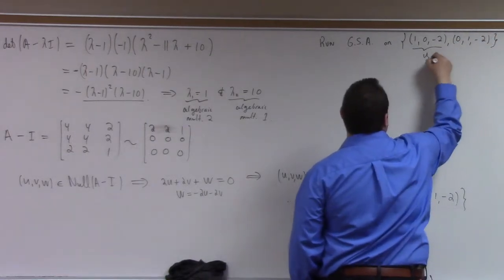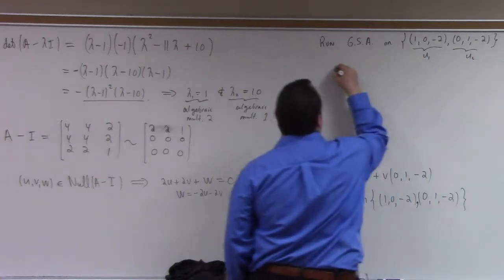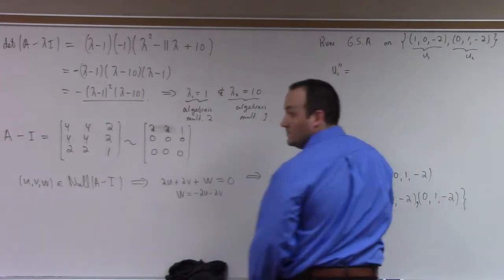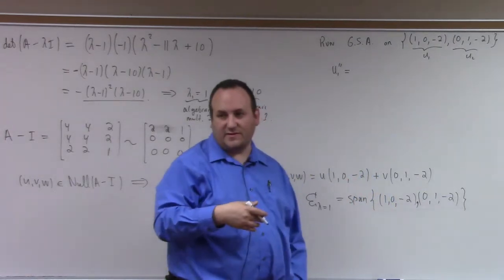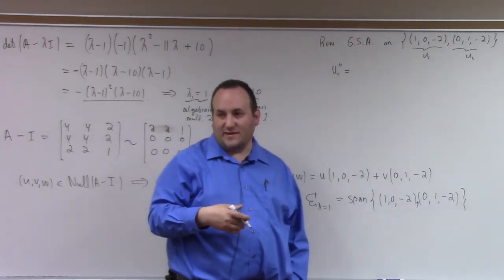Let me call this thing U1. Let's call this thing U2. Yes, we do. I'm just doing this one. But yes, we also need the third eigenvector. Do you want me to just do that now?